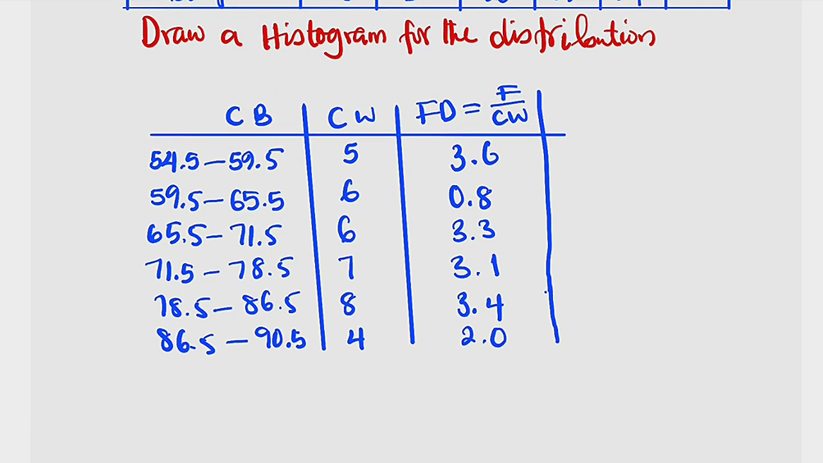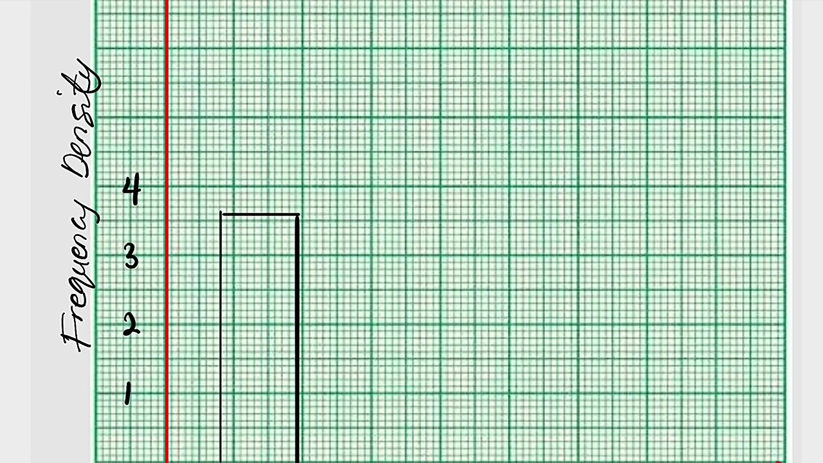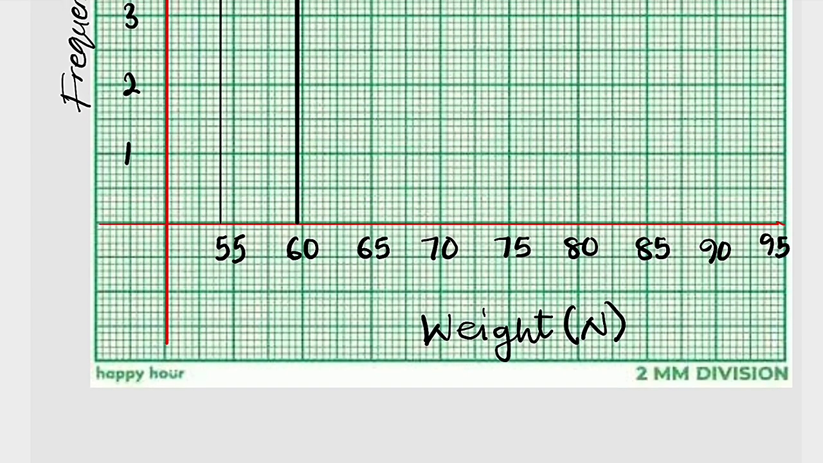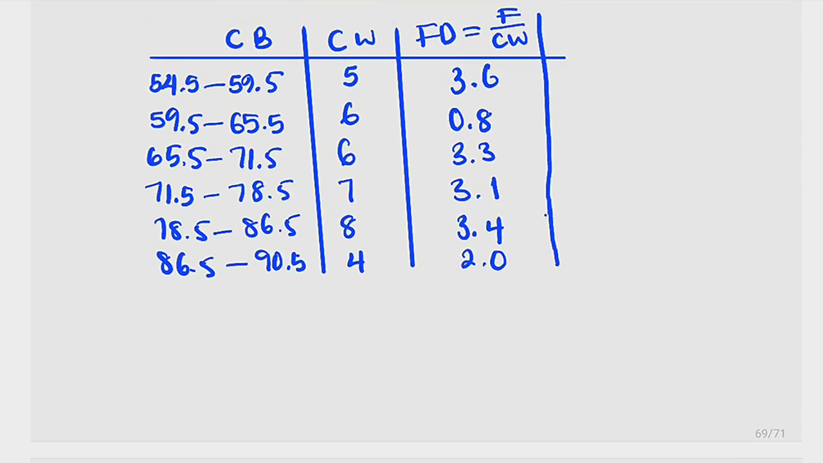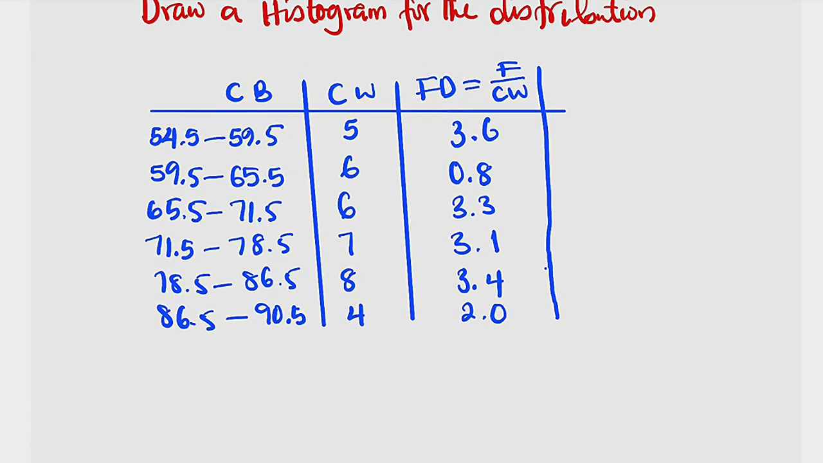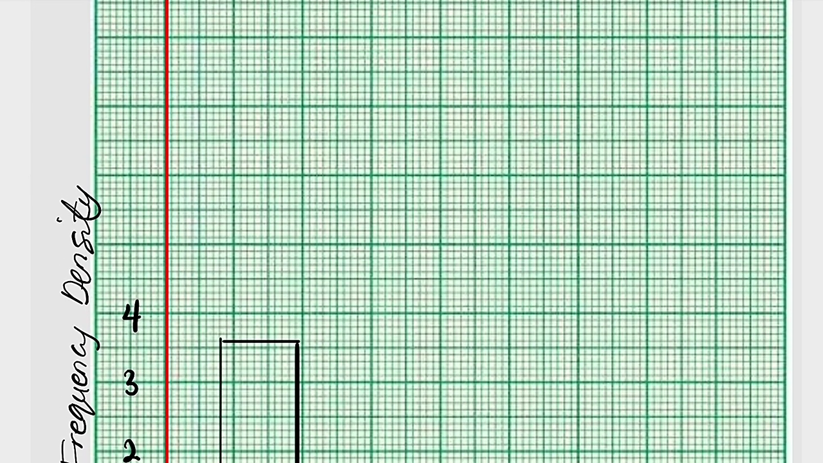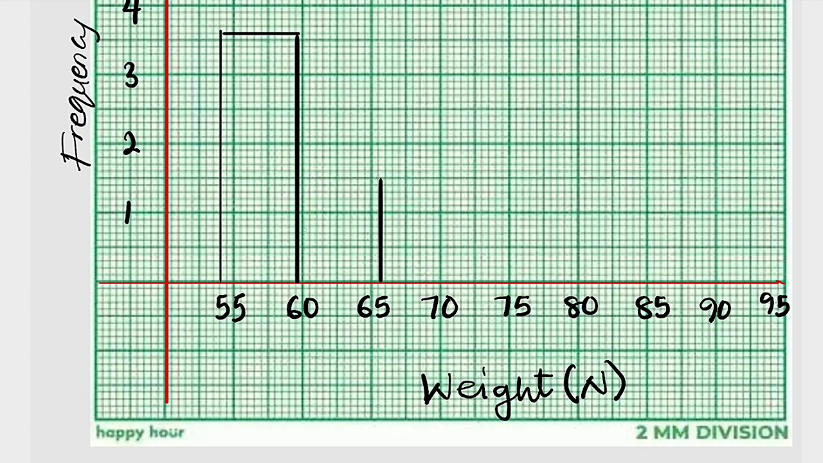Then we move to the second one, from 59.5 down to 65.5. So where's 65.5? Somewhere here. Then the frequency density is 0.8. 0.8 is here. All right, we are done with this one.